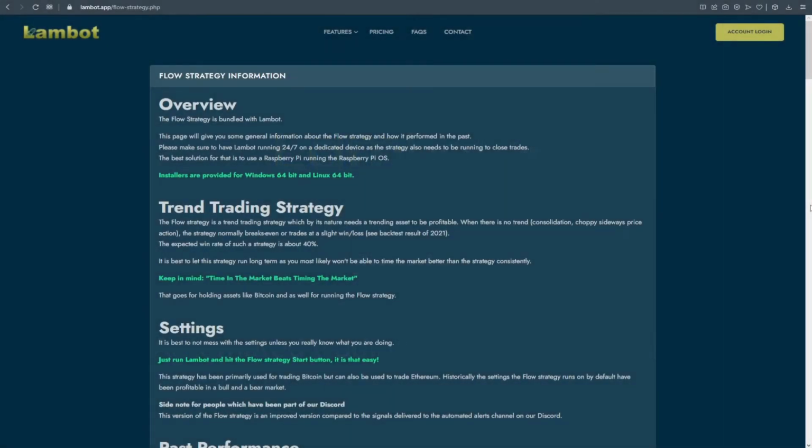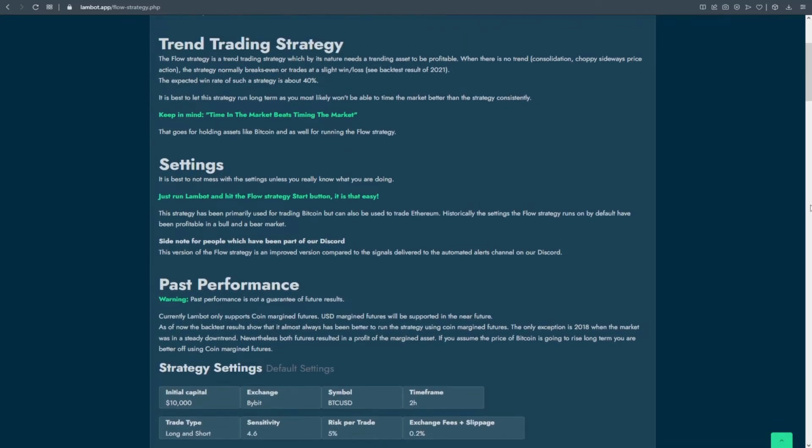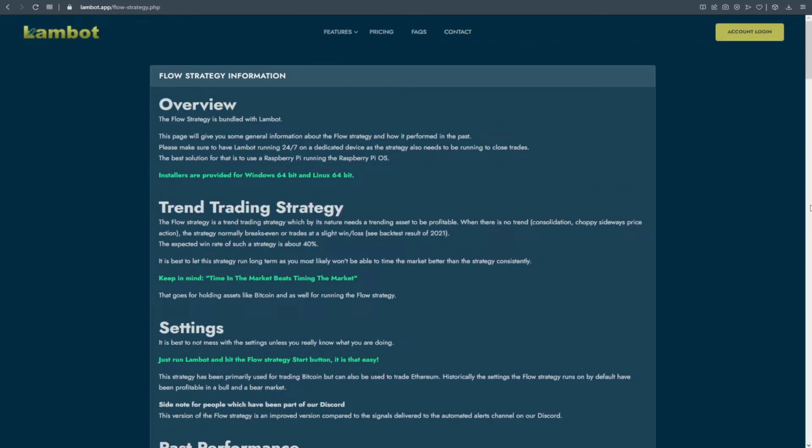On this page, you will see an overview of the flow strategy, what kind of strategy it is, some comments about the settings, and lastly, past performance. Now, it is important to emphasize that the flow strategy is bundled with Lambot, meaning it comes preloaded on Lambot when you purchase and install this first version.